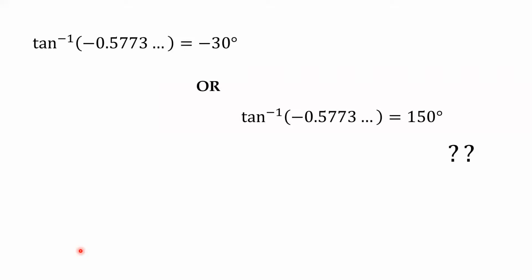So what happens if you then try to flip it inside out? If you ask your calculator, hey, Mr. Calculator, what is the inverse tangent of negative 0.577, etc.? What angle has a tangent of negative 0.57, etc.? What's the calculator supposed to do?